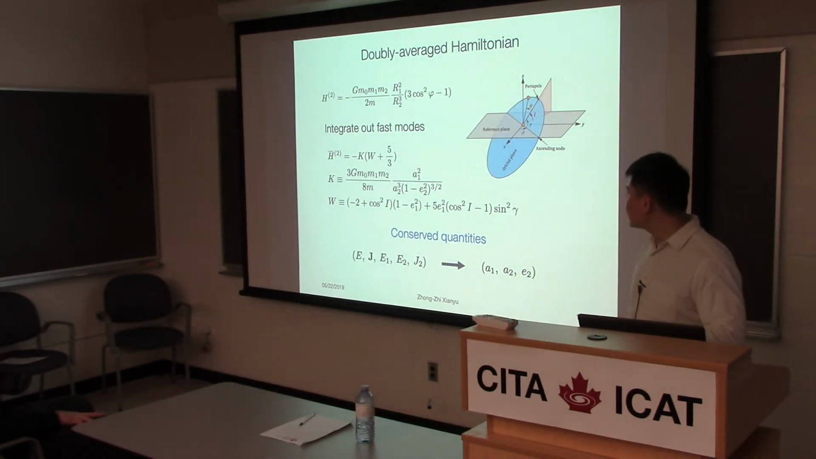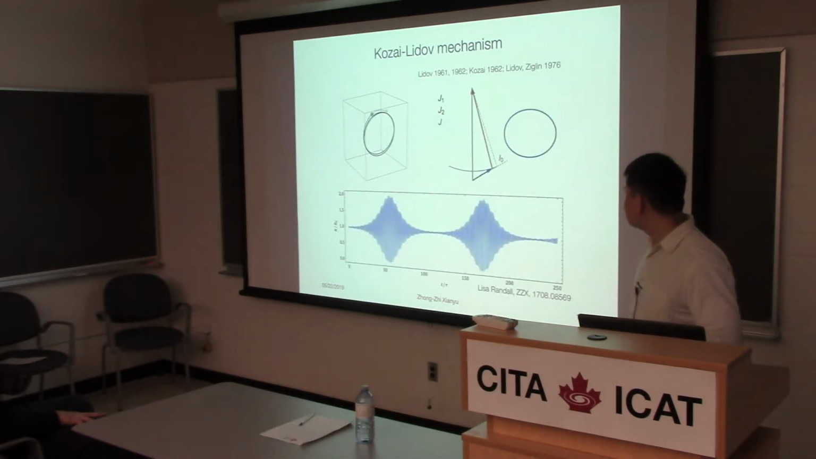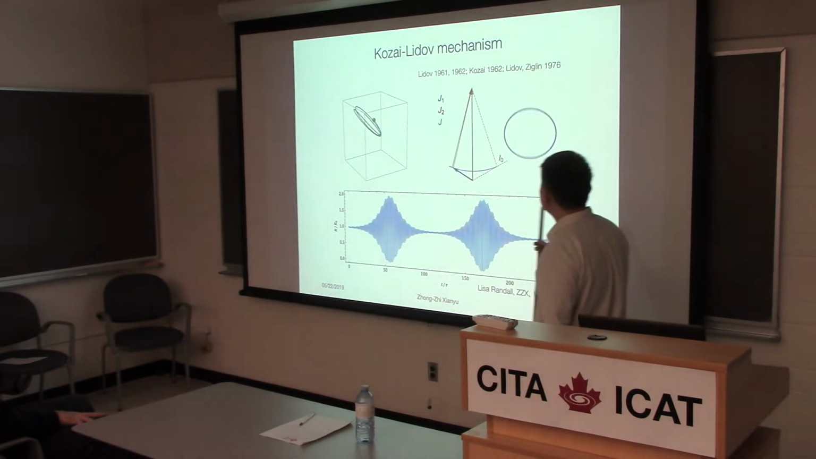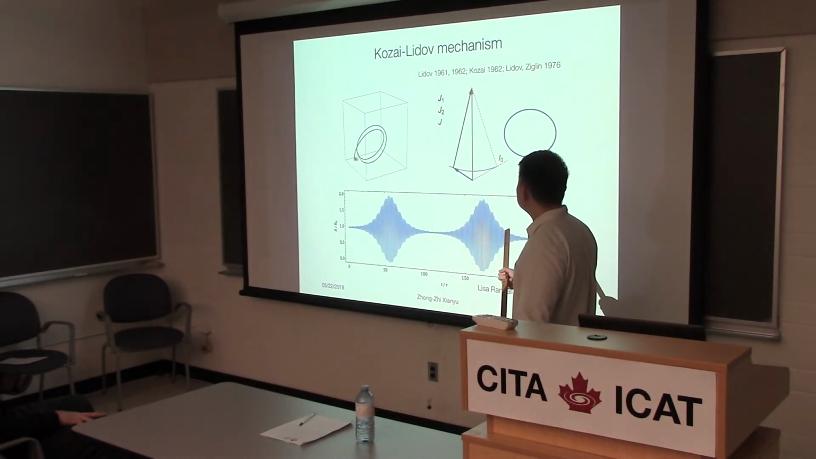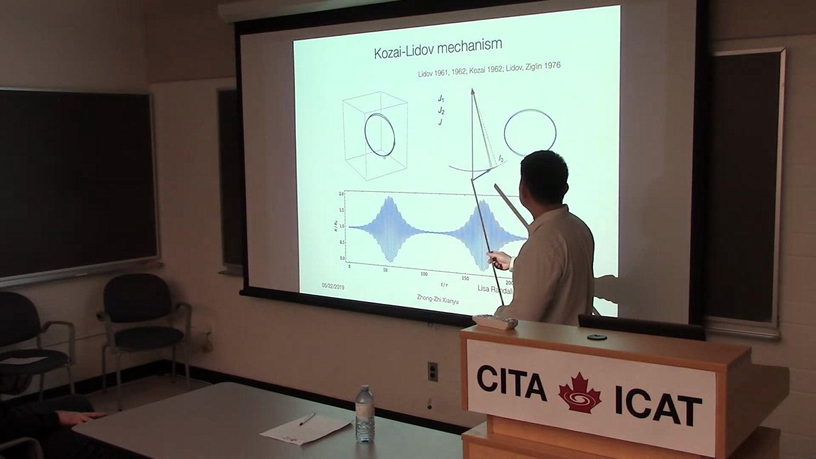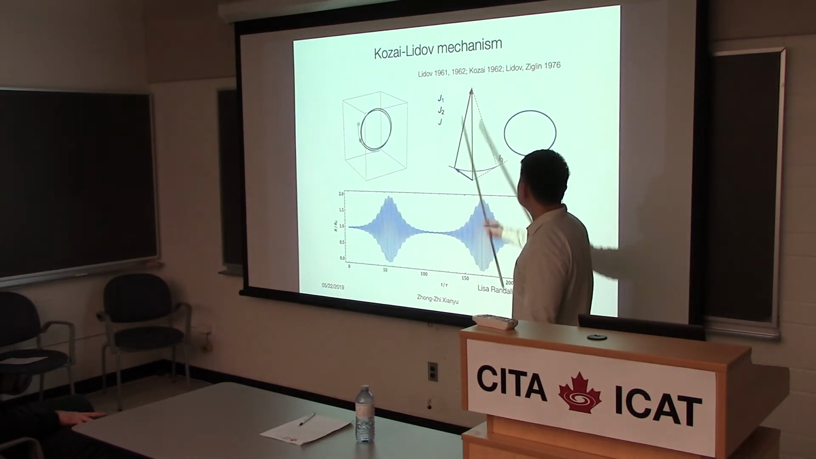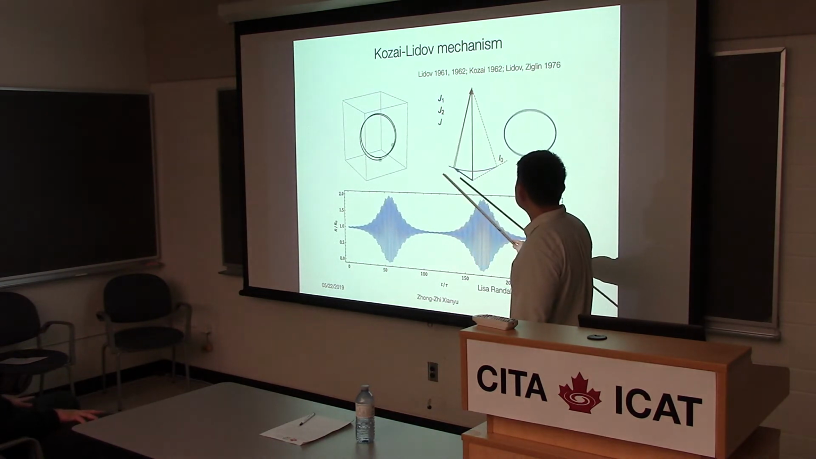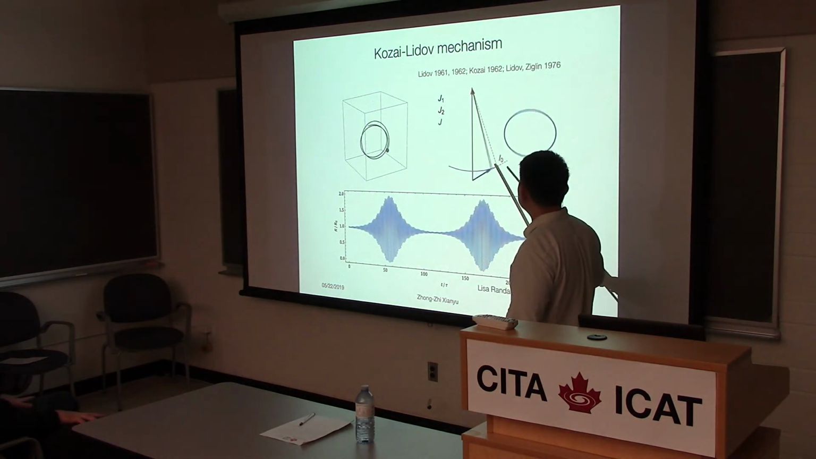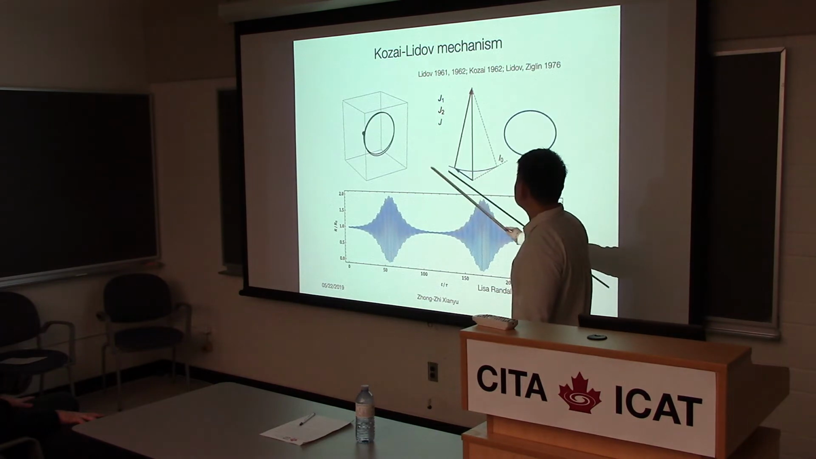So to put these words into a diagram, let me show you a triangle formed by the angular momentum. The total angular momentum, the gray line, is conserved. And the large angular momentum is conserved in magnitude but not in direction, so it can move on a circle.